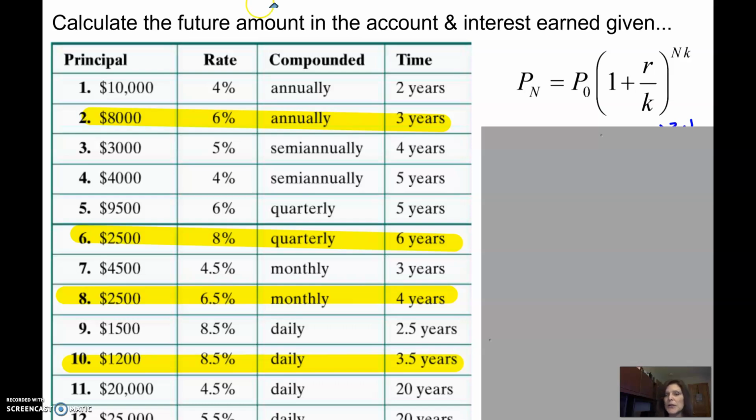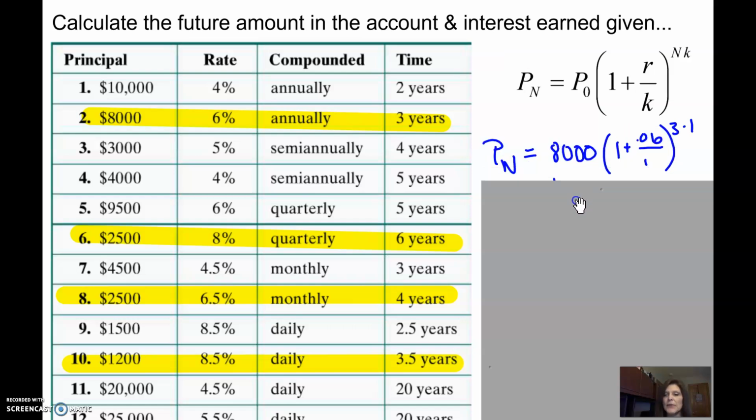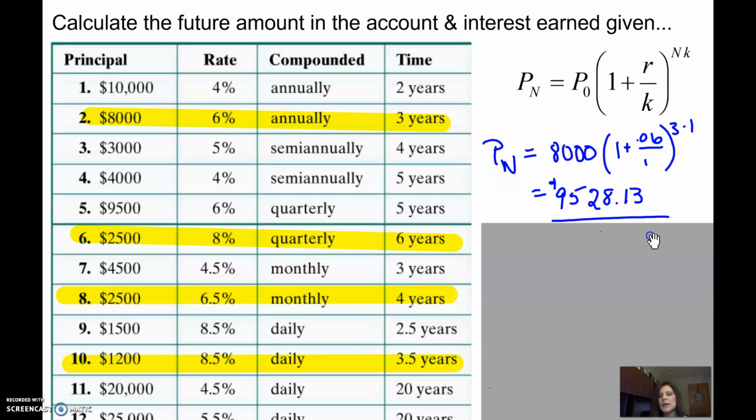Okay, so what are we going to do? The first one, it says that we are compounding annually. So when it says annually, that's one time a year. So my K, you notice, is just a 1. When I put it in my calculator, I can kind of ignore it, right? Dividing by 1, multiplying by 1, I just get whatever number was there. So your answer for that one should have been $9,528.13.